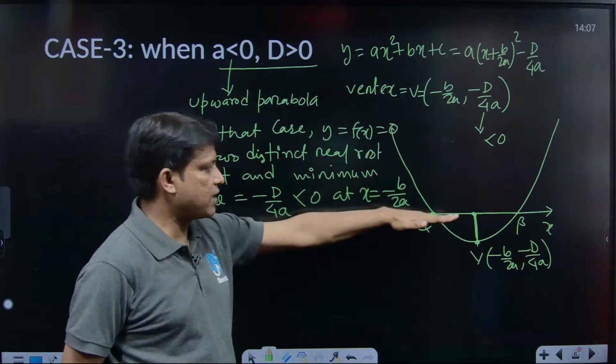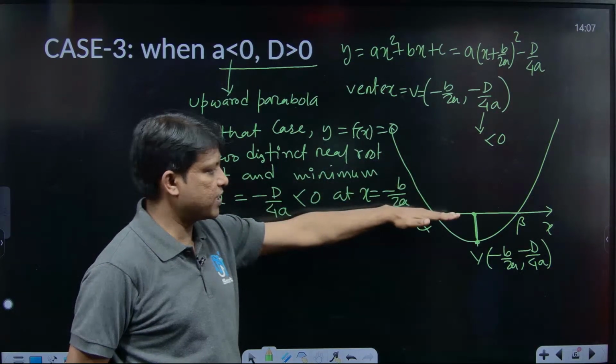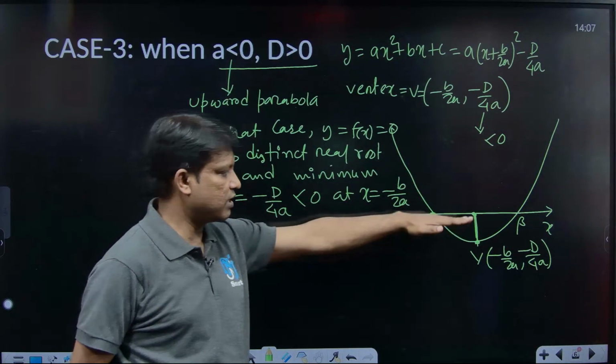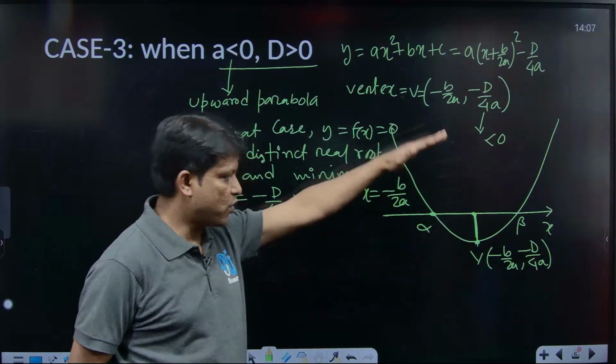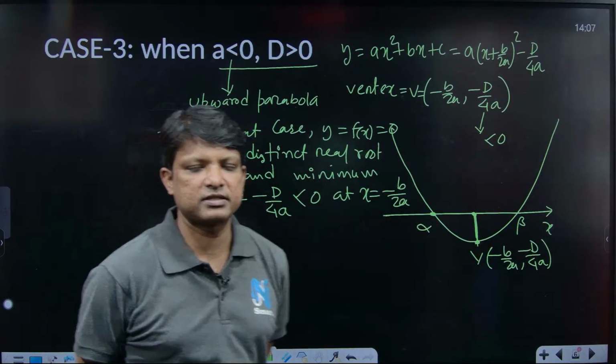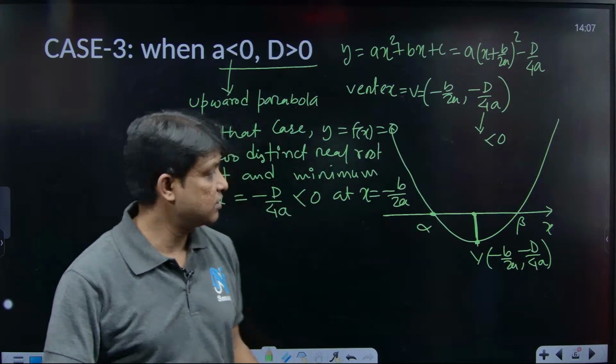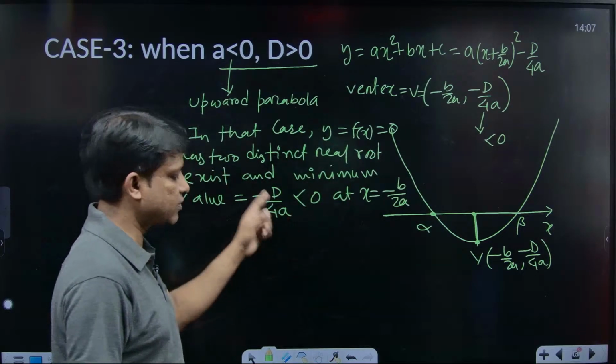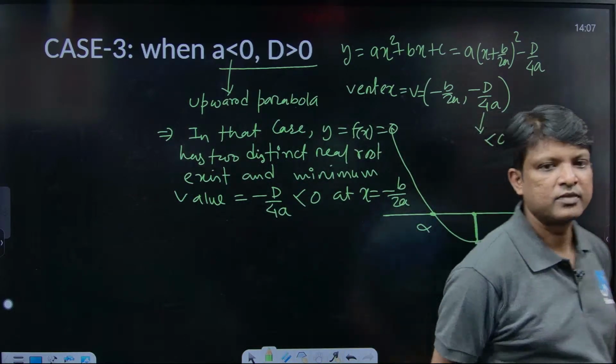So, three cases when a is positive: D negative, D zero, D positive. In total, all three parabolas are upward. One parabola is above the x axis, one parabola touches the x axis, and one upward parabola intersects the real axis at two distinct points. So it has two real roots. In that case a minimum value exists, we have to remember. Understood?